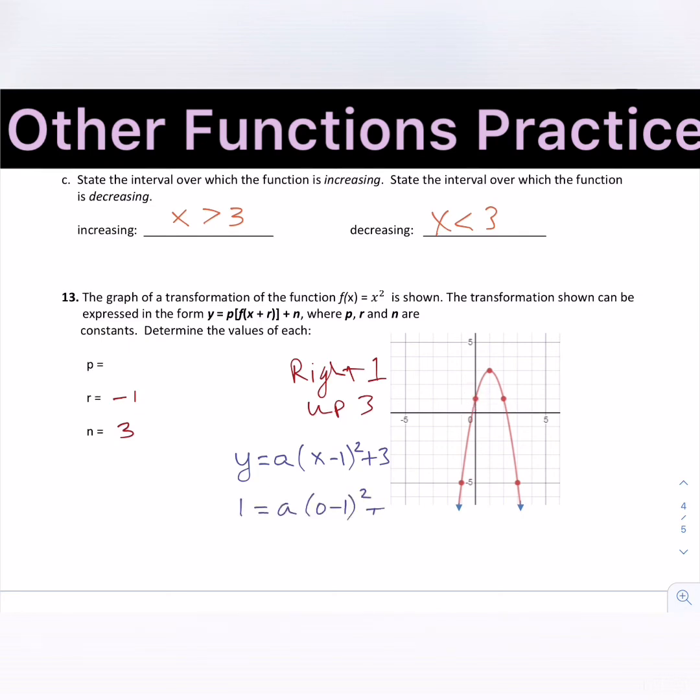That is the y-intercept. It's always easy to choose that. That's going to be 1a plus 3. So if I subtract, a is going to be -2. So it is negative because it's upside down, which is important. So the value of P in this case is going to be -2. And that will conclude this.